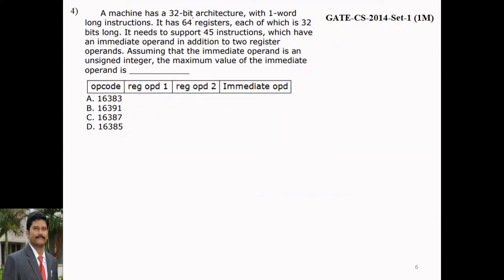Let us see the previous GATE problem, the fourth one. A machine has 32-bit architecture, right? Total, if you see here from here to here, it is 32-bit.